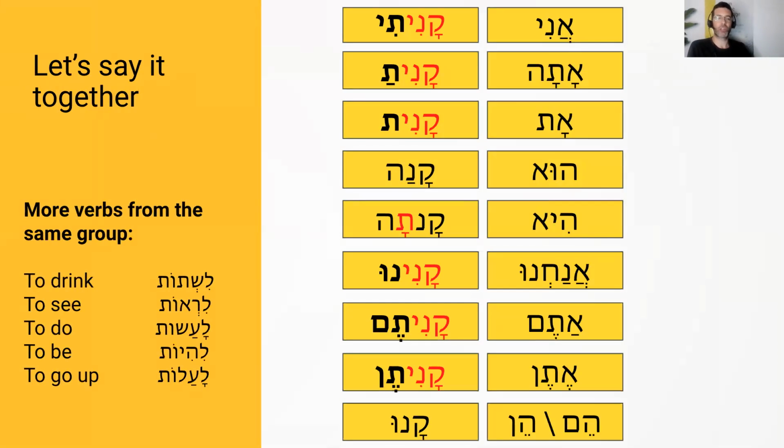To drink, לשתות, to see, לראות, to do, לעשות, to be, להיות, to go up, לעלות. Now just in Hebrew. לשתות, לראות, לעשות, להיות, לעלות. In all of those infinitives, there's a hidden hey.